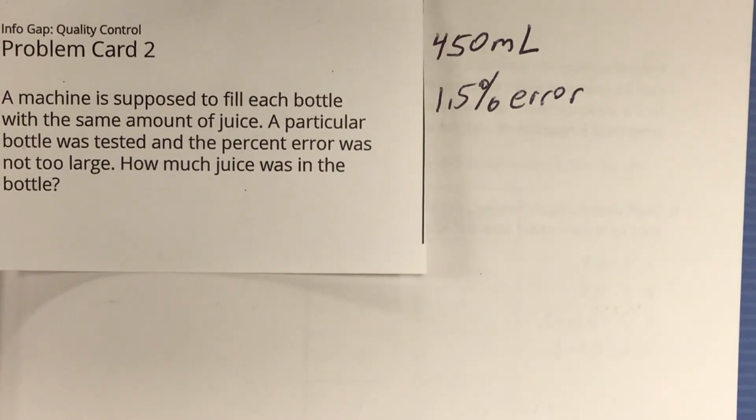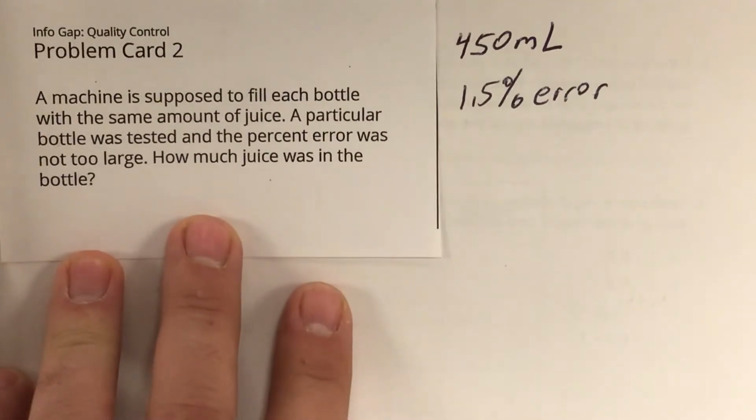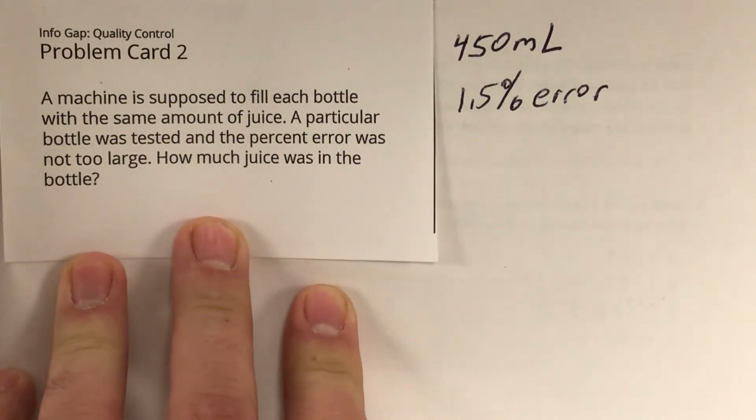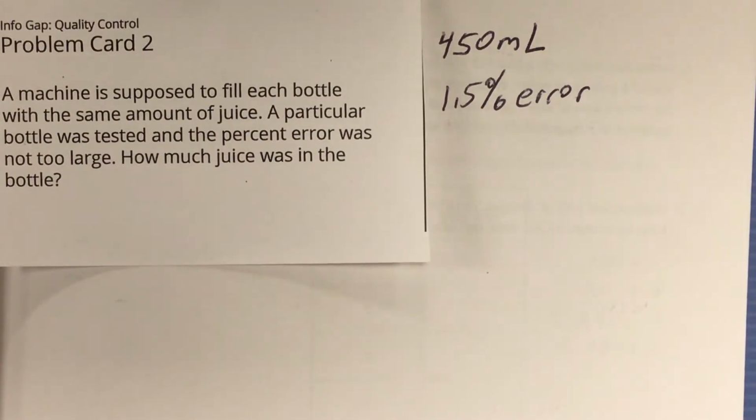One more thing you need to know. What kind of juice it is? Not important. The only other thing we need to know is, are the bottles overfilled or underfilled? If you don't ask that, you're just going to have to list the whole range like we did for the first question today. Okay, which is fine.